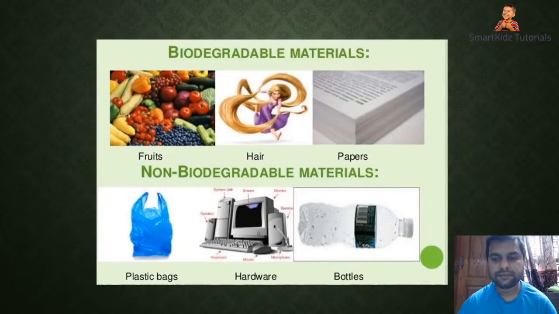There are some examples of biodegradable materials that you may see, as well as non-biodegradable materials. The biodegradable materials include fruits, hair, papers, which are made up of trees. Non-biodegradable materials include plastic bags, some computer hardware, bottles, some examples. So one must be aware of which are biodegradable materials and which are non-biodegradable materials, and use them judiciously.